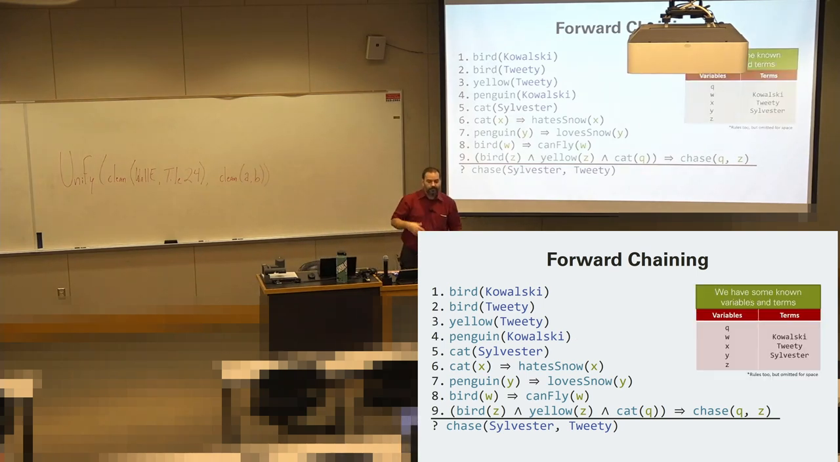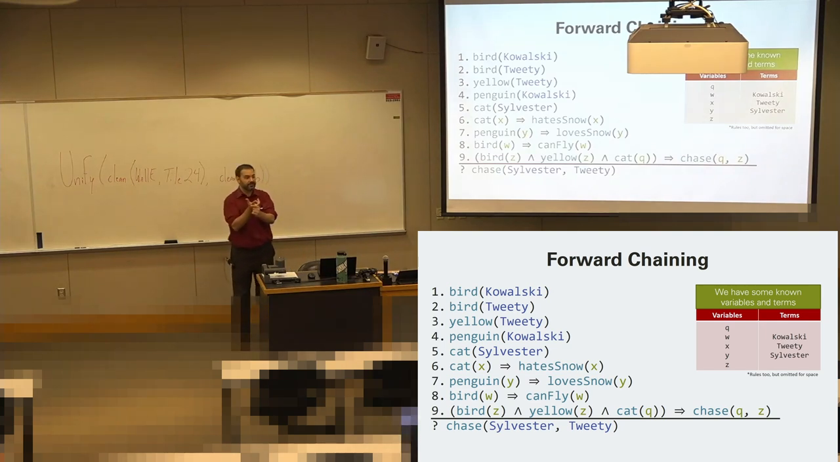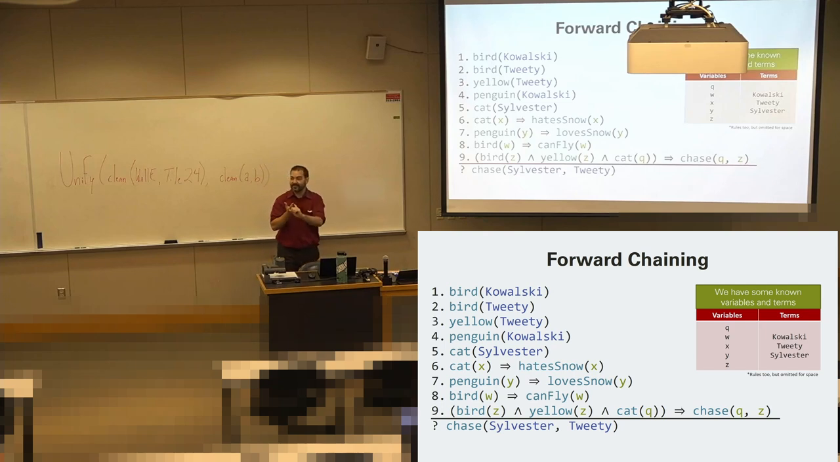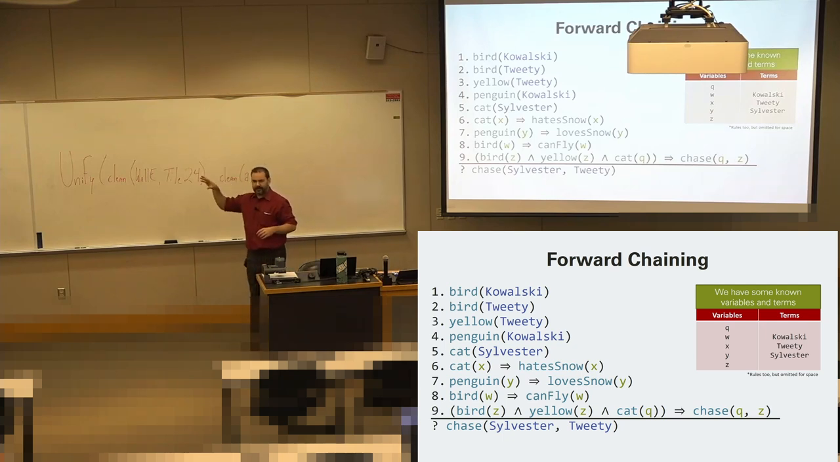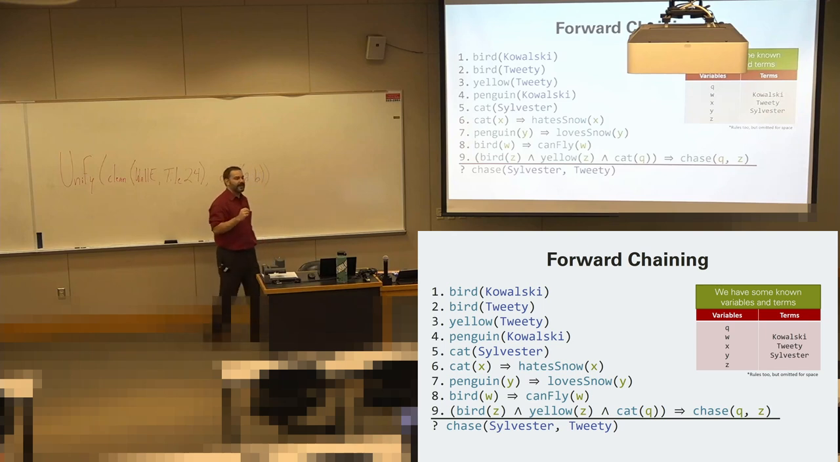Well, then what? Well, then I also have some evaluations. I have a number of variables in my knowledge base. I have a number of terms already known. Kowalski is a term. Tweety is a term. Sylvester is a term. So now what I am essentially doing is saying, let me look at all those variables, and let me look at all my terms that I happen to know about. Those are the only valid terms in my world. There is no atom in this knowledge base. It's not like I can make those up anymore. We're now focusing on only what I have at my disposal.